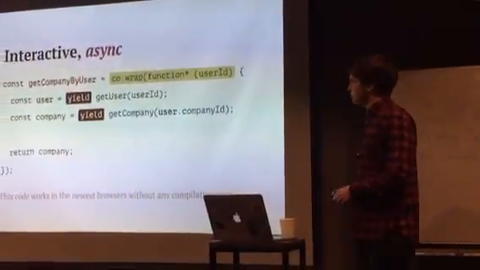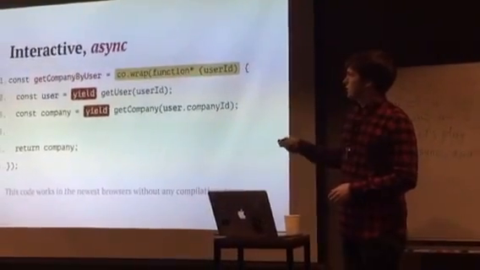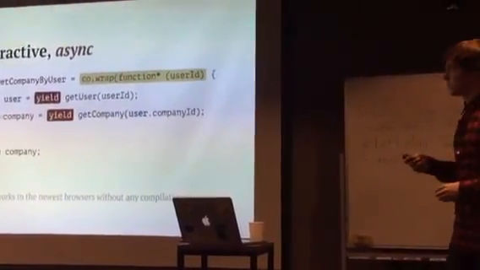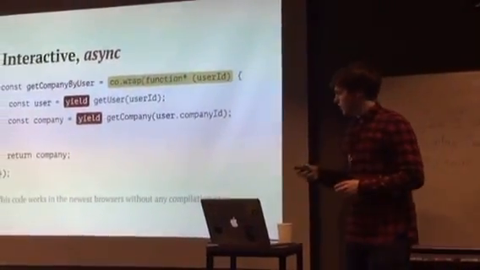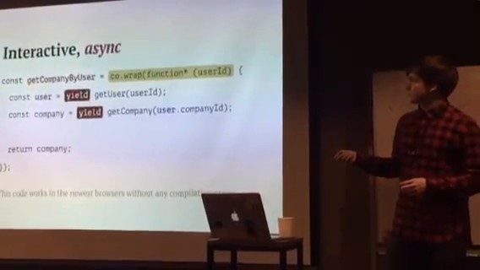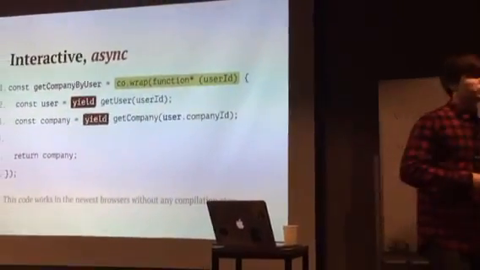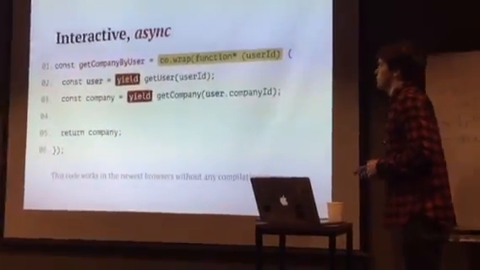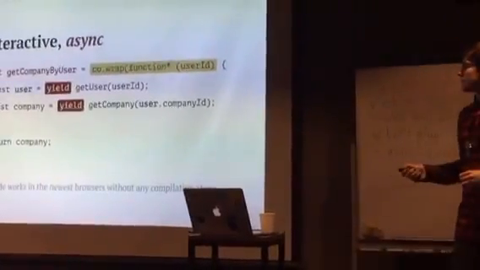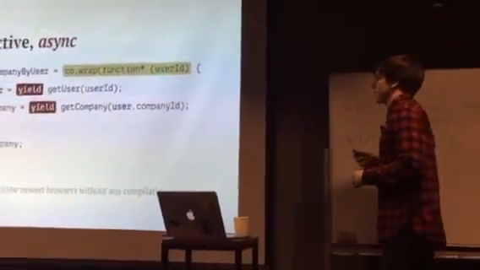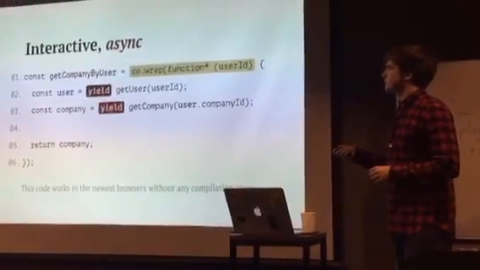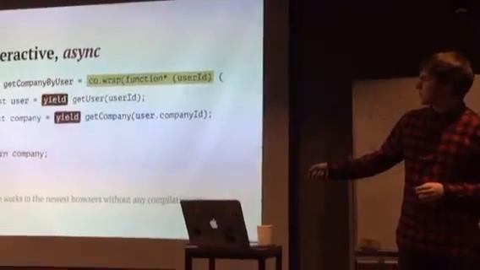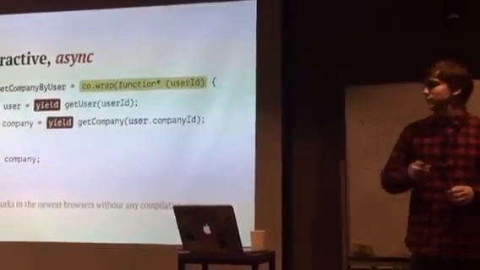So the idea is that when you invoke get company by user, you will actually work with this function as a simple function, but inside, all these calls will be treated as asynchronous. So if get user and get company return promises, co will take care of it, and this function will be asynchronous, and it will return a promise which will contain this result. So that's the main idea.